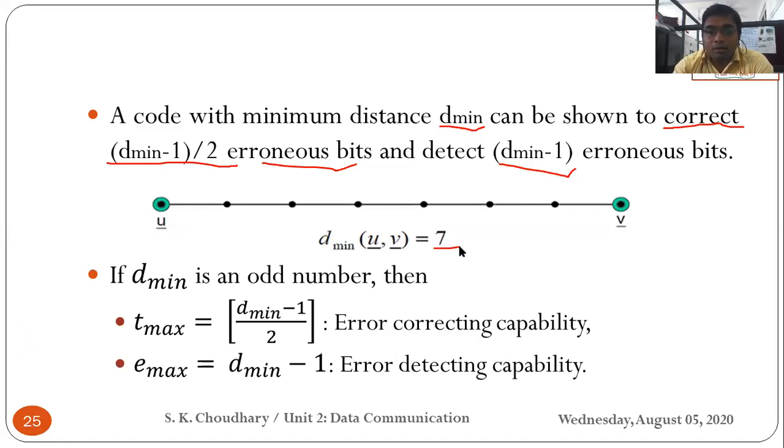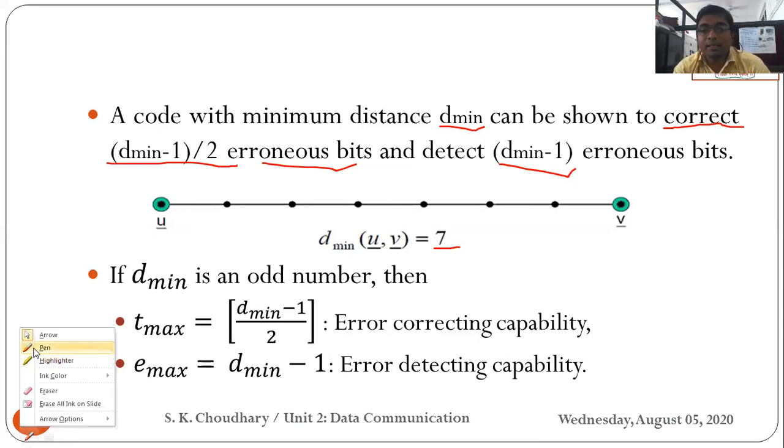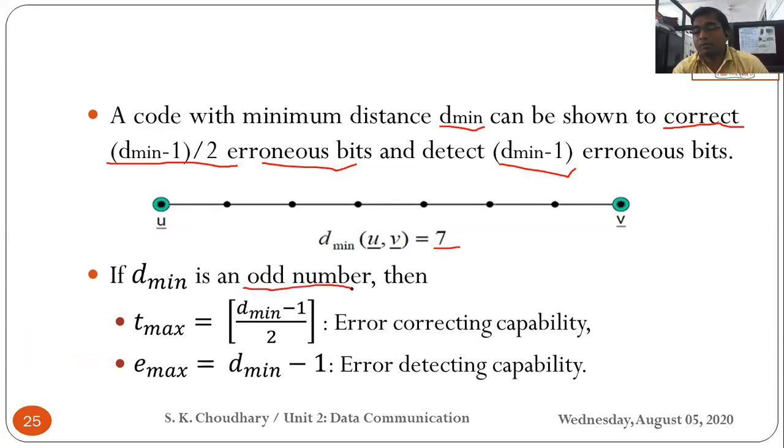So what is the formula to find out how many error bits could be detected in this particular condition, or how many error bits could be corrected? If D minimum is an odd number, maybe 1, 3, 7, whatever, the formula for error correcting capability is T max equal to D minimum minus 1 upon 2. And the formula for error detecting capability of this code word is E max equal to D minimum minus 1.